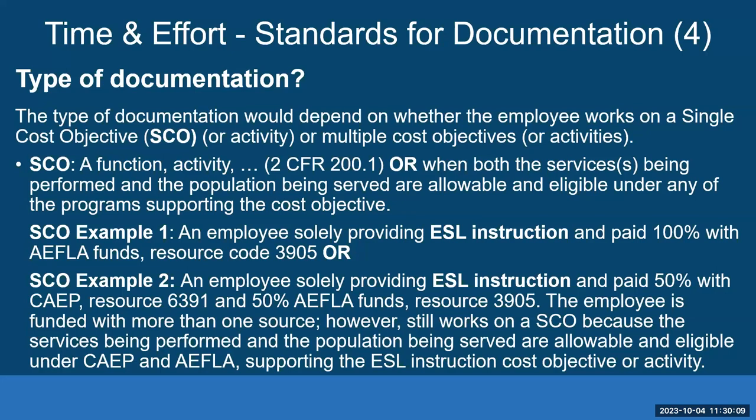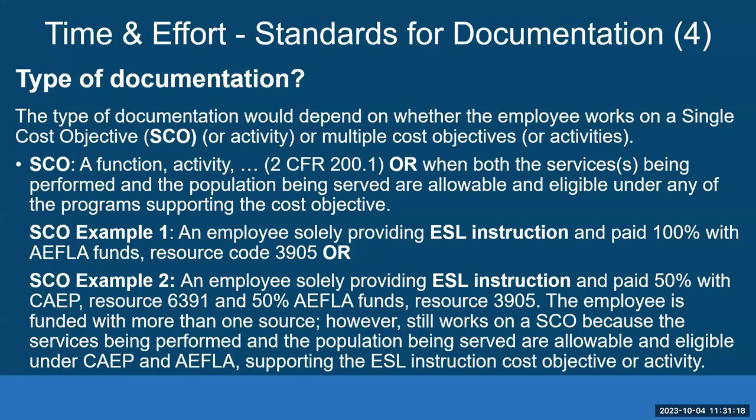So when we want to determine what type of documentation a certain employee should be maintaining, the type of documentation will depend on whether the employee works on a single cost objective or activity, or multiple cost objectives. Again, in the regulation, a single cost objective is a function, activity, and so on, or when both the services being performed and the population being served are allowable and eligible under any of the programs supporting the cost objective. We have a couple of typical examples with AEFLA funds. A very basic one is an employee solely providing ESL instruction on resource code 3905 and paid 100% with AEFLA funds. That's a single cost objective or single activity.